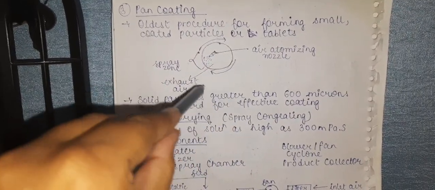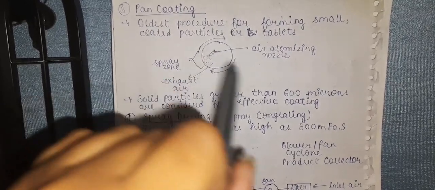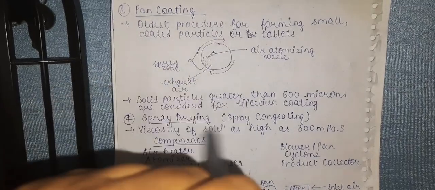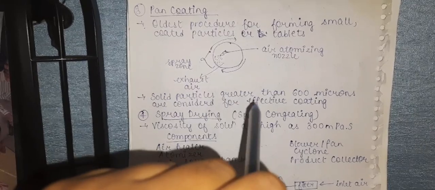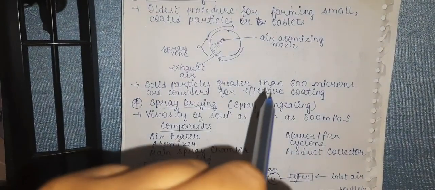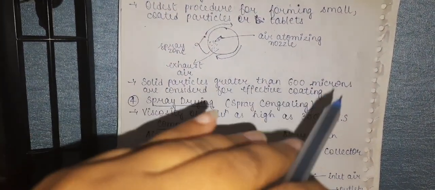Now the zone where it will be happening will be known as spray zone. This will basically rotate and spray coat. Now solid particles greater than 600 microns are considered for effective coating. So the size of the particles should be greater than 600 microns, then only you will get an effective coating.